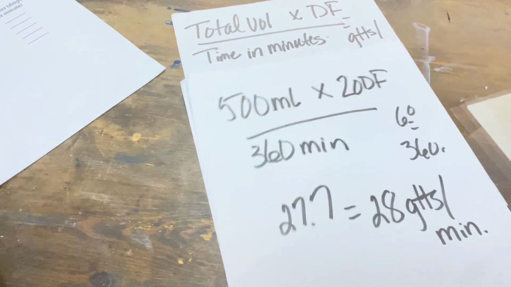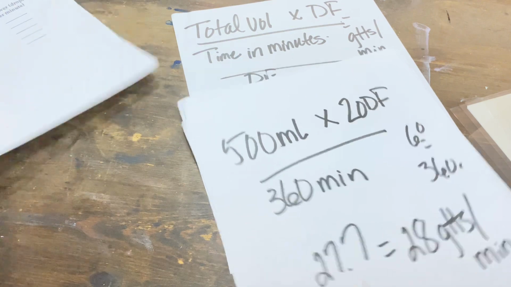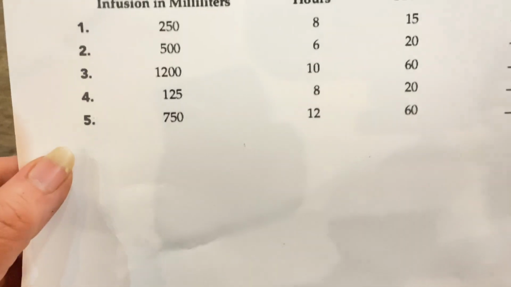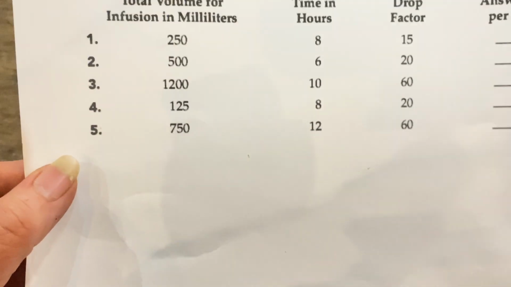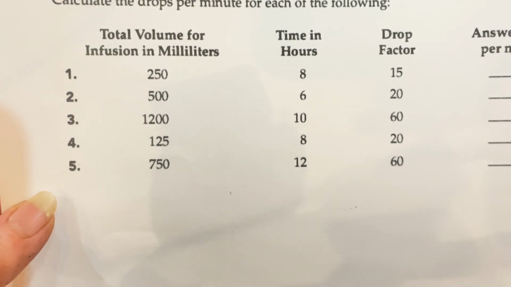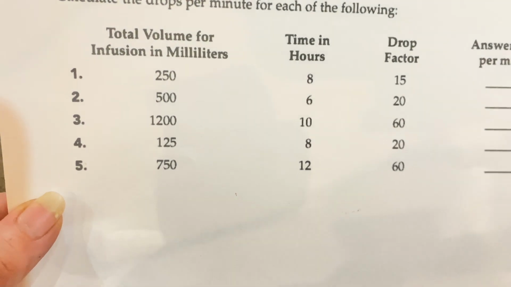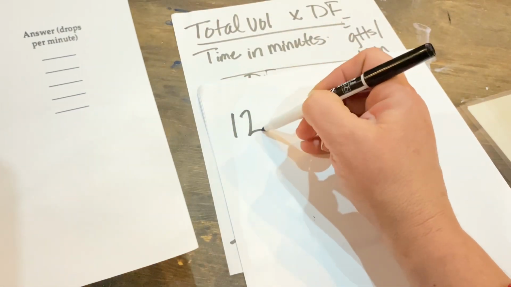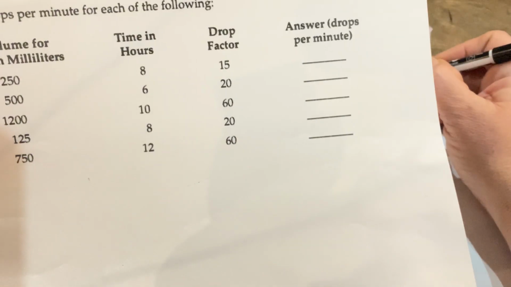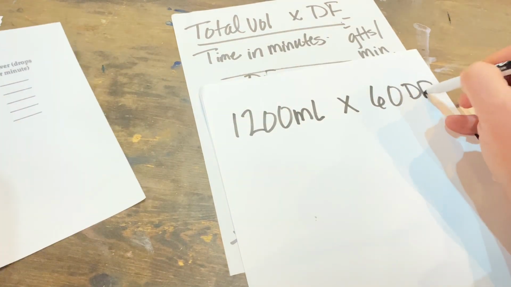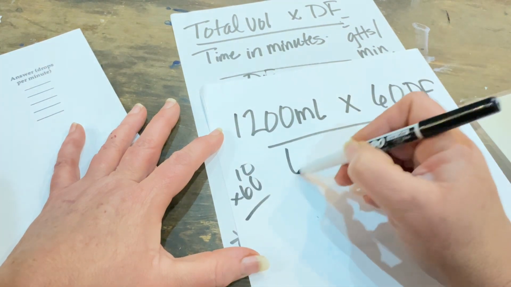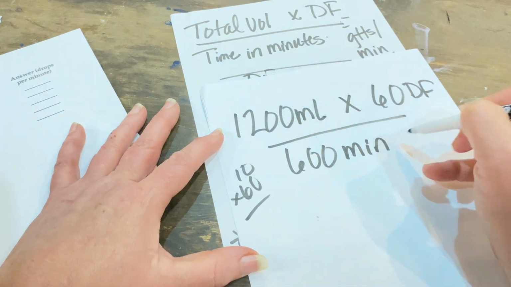Okay, you want to do another one? I know you do. Here you go. Number 3 says you have 1,200 milliliters going over 10 hours with a 60 drop factor. So we're doing 1,200 milliliters times a 60 drop factor over 10 hours. So 10 times 60 is going to be 600 minutes.